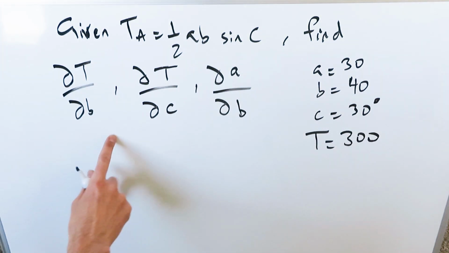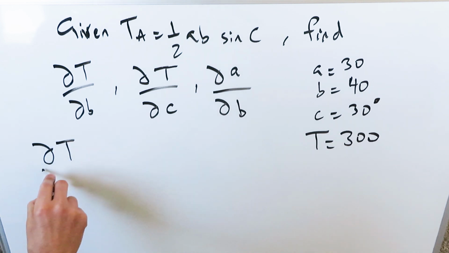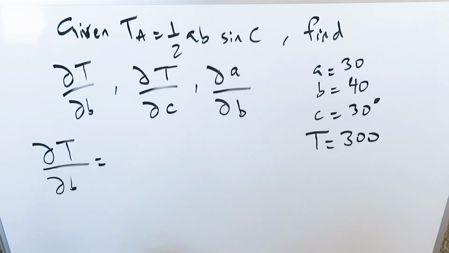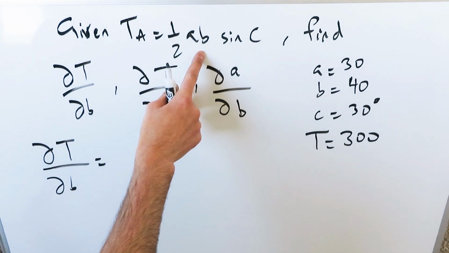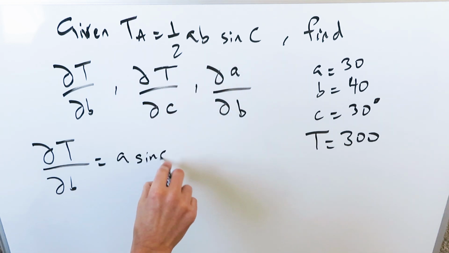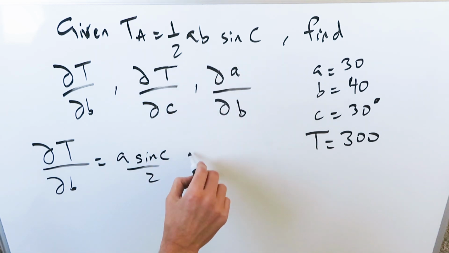Now let's look at the first question. I'm looking at the rate of change of the area with respect to B. How do I do it? Well, you treat everything else as a constant and these items as your variables. What are my constants? A, half, and C. So I'll have A sine C over 2, and the derivative of B will be just a 1.